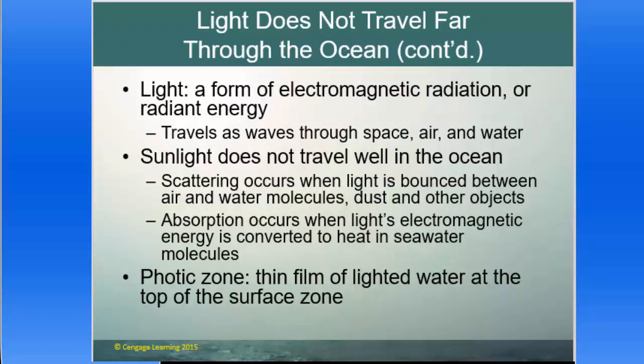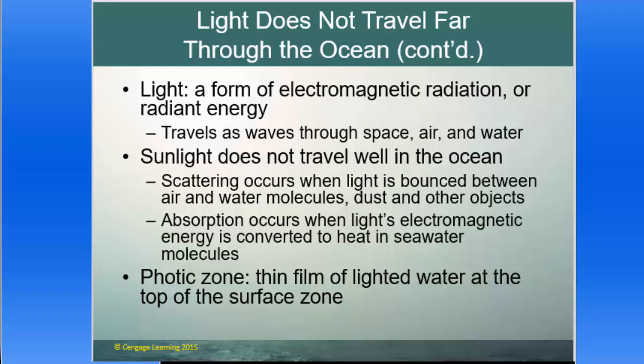Next we're going to move to talk about how light and sound move through the ocean water. It's very interesting, the effects here. Light is a form of electromagnetic radiation or radiant energy. It travels as a wave. Light travels as a wave through space and through air and through water. Sunlight does not travel well in the ocean.